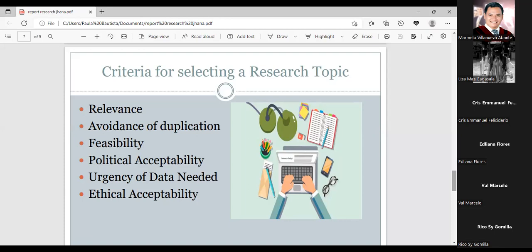Next is political acceptability. Topics na mapipili natin syempre should be acceptable with the laws or norms natin. Urgency of data needed. Researchers need to explain why the research needs to be initiated soon or yung mga consequences naman pagka na-delay naman yung research. And the last criteria is ethical acceptability. You should take into account yung moral issues and set of principles natin in selecting a research topic.